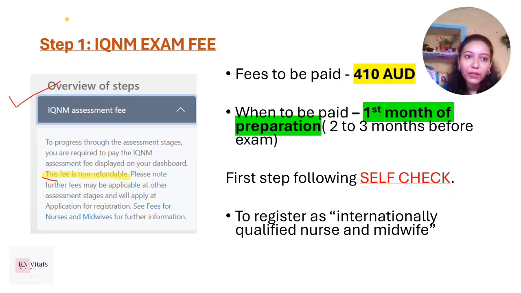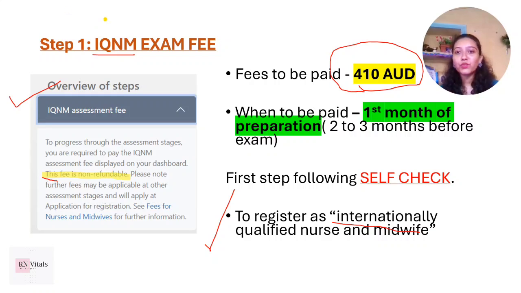Now what is IQNM? As we already saw, it stands for internationally qualified nurses and midwives, meaning us, who did our graduation not in Australia but anywhere else, so we are known as internationally qualified nurses and midwives. In order to be registered with AHPRA and to be counted as an RN aspirant, it's very important that we get into the system, and to get into the system we need to pay 410 Australian dollars, which will be your first fee in your RN journey.